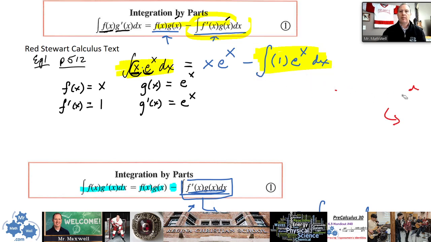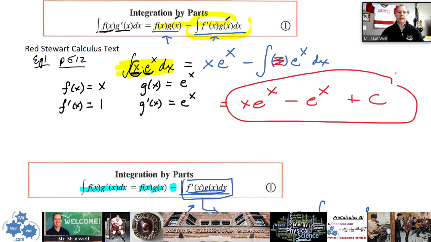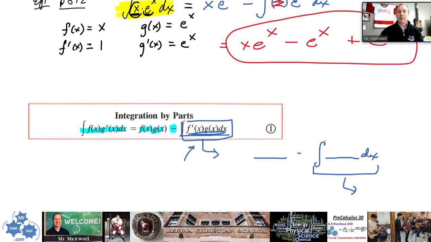Let's finish this one up here. I'm not done here yet. I've got to evaluate this now. This easy integral. So guess what? The answer here is x times e to the x minus, what's the integral of e to the x? e to the x. Because it's an indefinite integral, I'll add plus c and I'm done. Okay? So that's integrating by parts. You take a difficult integral and you rewrite it into parts that are a little bit easier to simplify or integrate. And that's the bottom line right there.